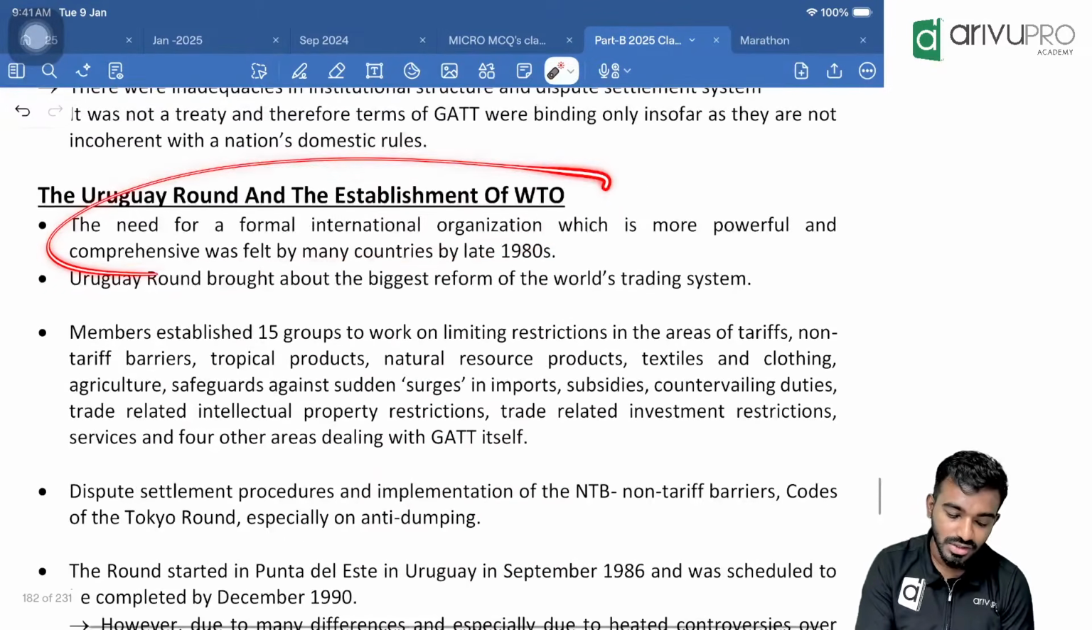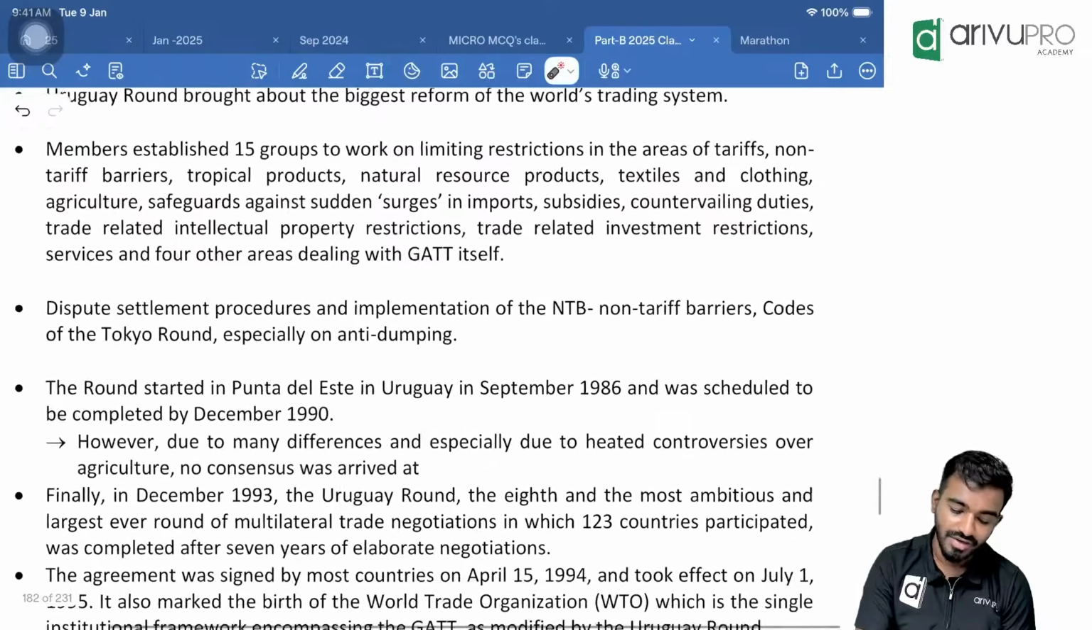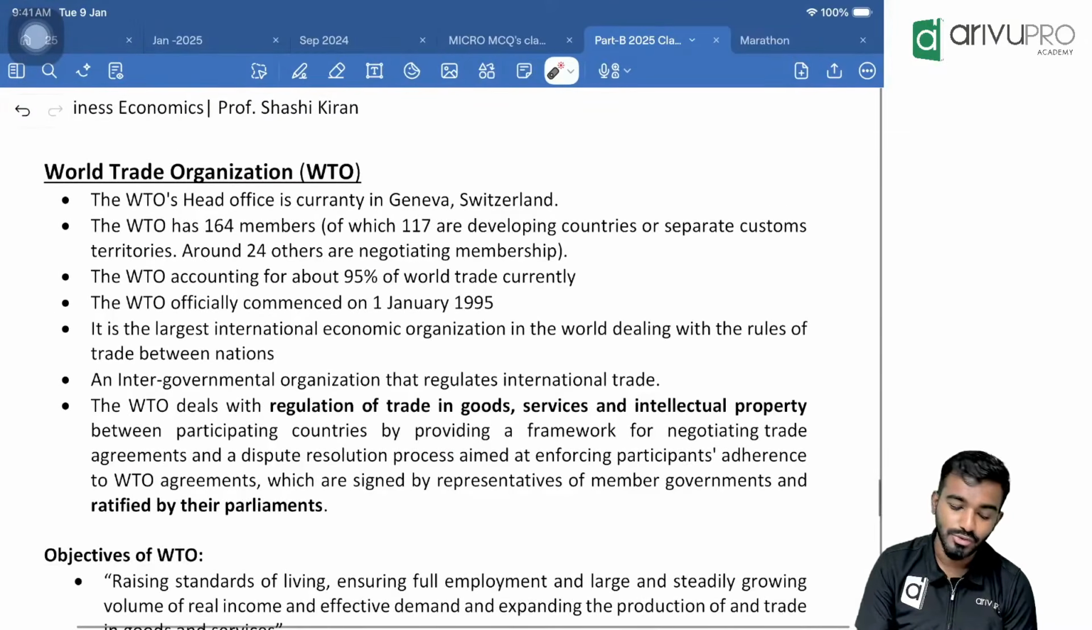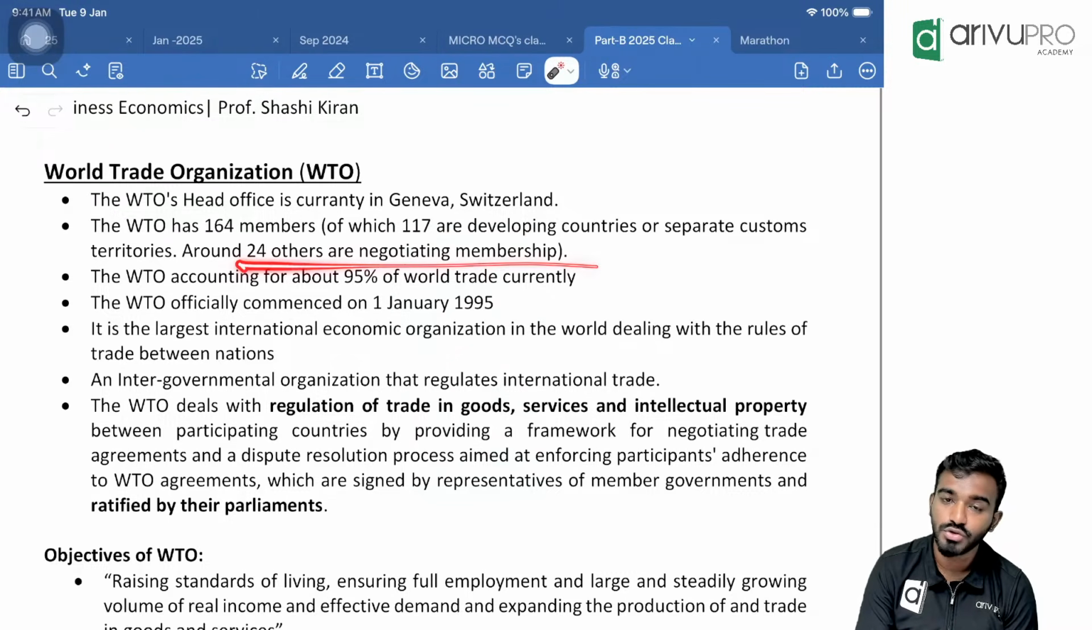Because of all this, in the Uruguay round they finally culminated all the rules they made, and they started the WTO. WTO headquarters is in Geneva, Switzerland. It has 164 member countries. Of those, 117 are developing nations, and 24 are negotiating membership, still yet to become full-fledged members.